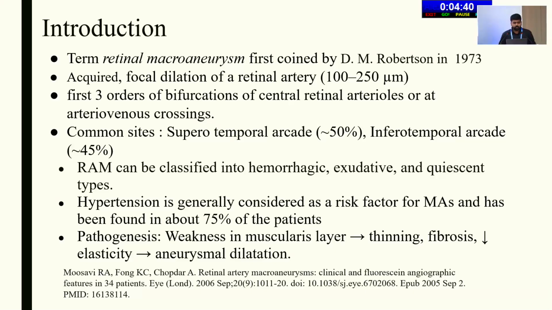Basically, retinal artery macroaneurysm is defined as the focal dilatation of the retinal arterioles ranging from 100 to 250 micrometers, usually affecting the first three orders of bifurcations and the AV crossing points, affecting mainly the supratemporal and infratemporal arcades. Based on their presentations, the RAM can be hemorrhagic, quiescent or exudative.